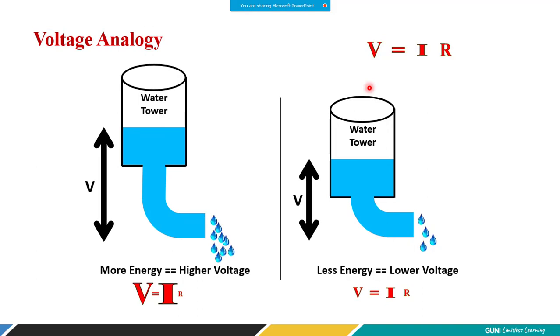So let's say you have more energy, that is higher voltage, right? And you can see here you have low energy, so less energy, lower voltage, right? So it depends. V is equal to I into R. So if you increase the current, voltage is going to increase. If my resistance is constant and I increase the current, my voltage is going to increase. If I reduce the current, my voltage is going to be reduced.